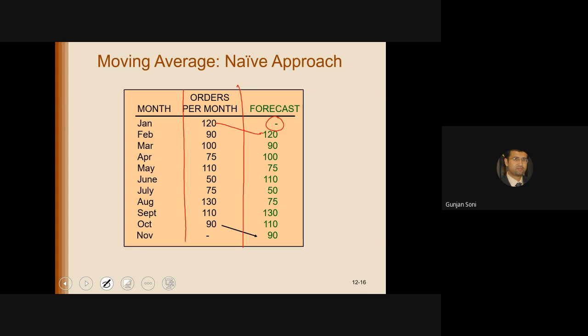So the previous period's demand will be considered as the forecast for this period. So last year's first period will be the second year's forecast. Okay, so this is the simplest one. So let's say this is year 2020. So the forecast for 2021 would be somewhat like this. This is seldom practiced. No one does that because you know that it's not going to be like this.